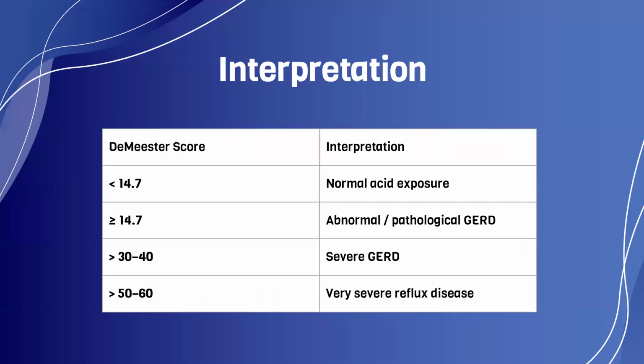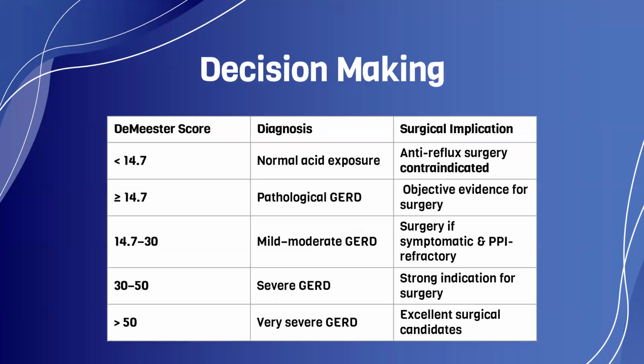So a DeMeester score of more than 14.7 will be abnormal or pathological GERD, and then they are graded into severe or very severe reflux disease. This will again help us in decision making. If the DeMeester score is less than 14.7, there is normal acid exposure, and anti-reflux surgeries won't help in these patients. According to the grading, they are excellent surgical candidates for anti-reflux surgeries.